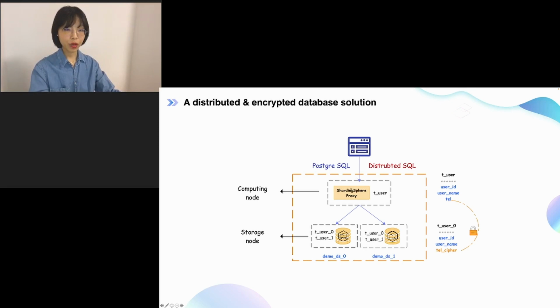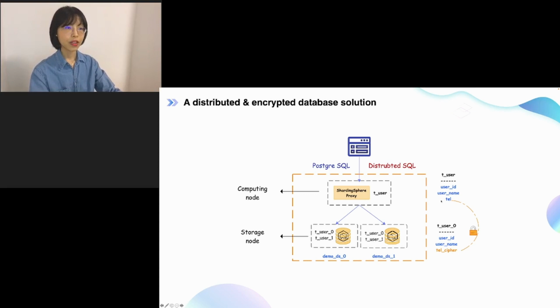These computing nodes help us decrypt and encrypt sensitive data automatically. So how? Here, you need to use distributed SQL to tell your proxy that you want this column, telephone number. Wow, it's the data privacy, user privacy, right?